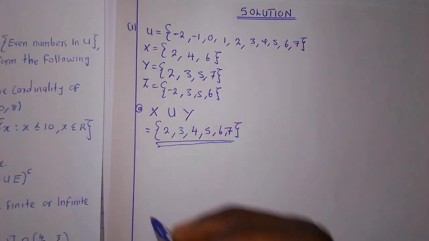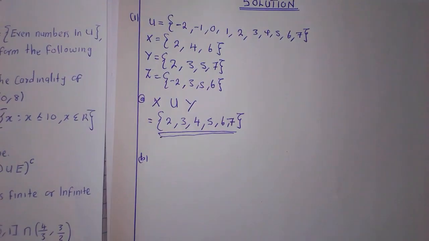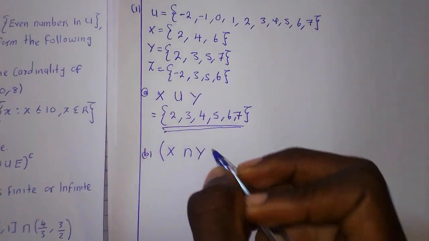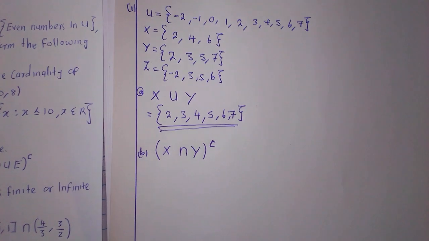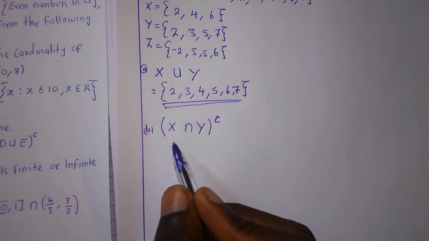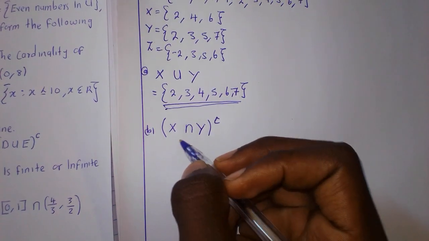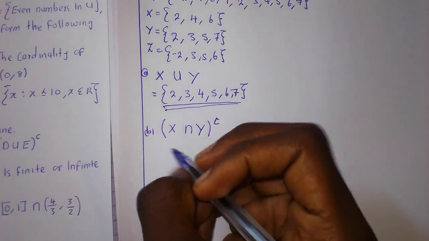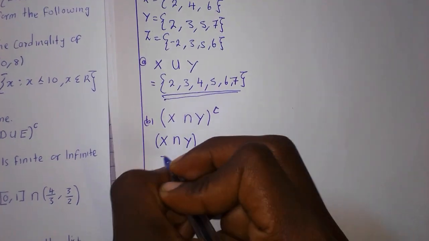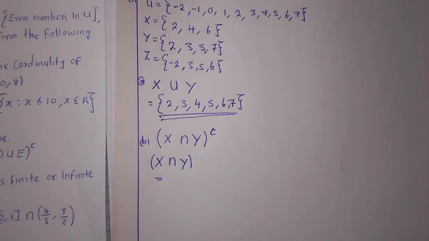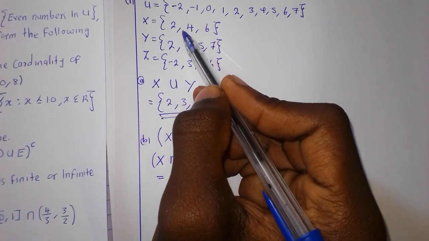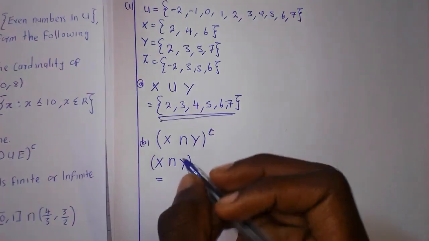We go to B. B is saying we find the set of X intersection Y complement. Now we know that from BODMAS we start with whatsoever is in the brackets. So we can first of all solve whatever is in the brackets. So we are going to have X intersection Y. First of all, we find this. Now X intersection Y, we're going to find where X and Y are intersecting.